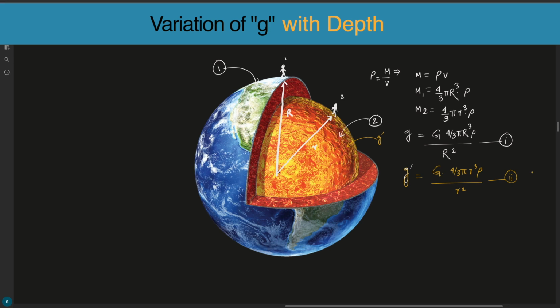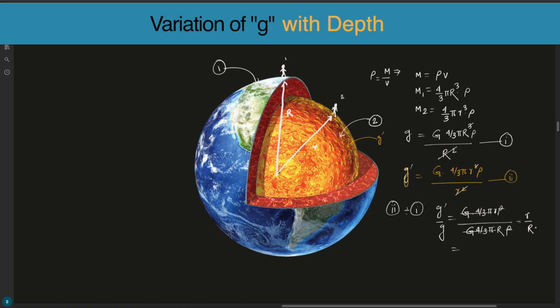Now if you look closely at these two equations, you'll be able to understand that this r square and this r cube are getting cancelled. So basically if we divide equation 2 by equation 1, we are likely to get g dash by g is equal to G and 4 by 3 pi r into rho divided by G and 4 by 3 pi into R into rho. Now all the terms are getting cancelled from each of the sides. So let's say all the terms are cancelled, rho cancelled, and what we are getting from here is small r by capital R.